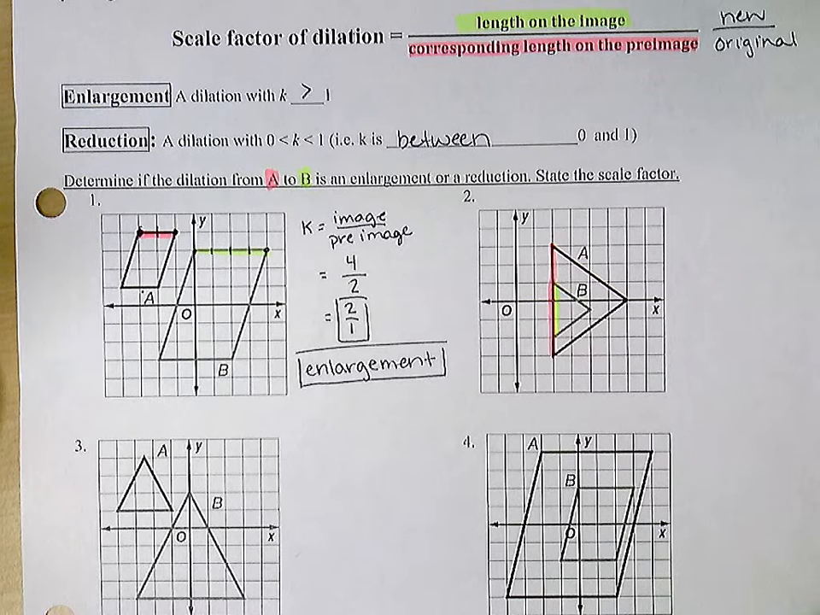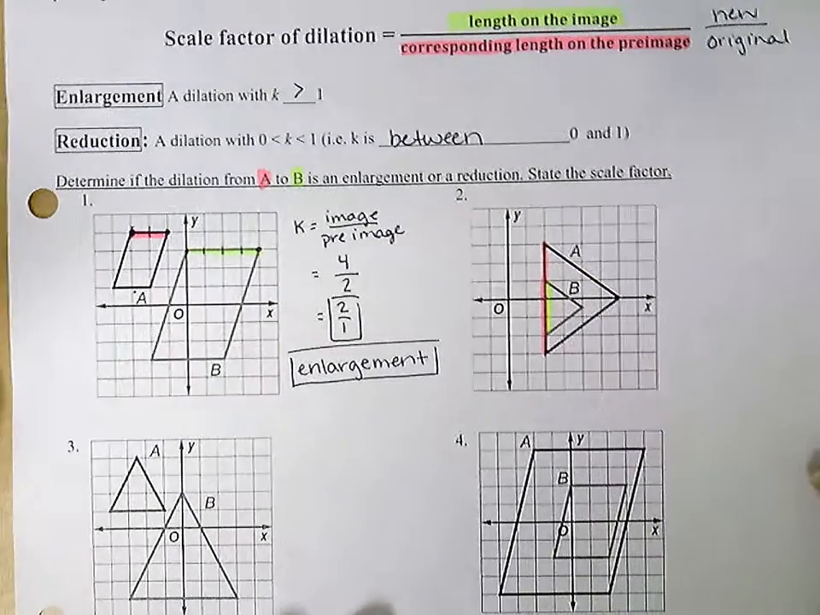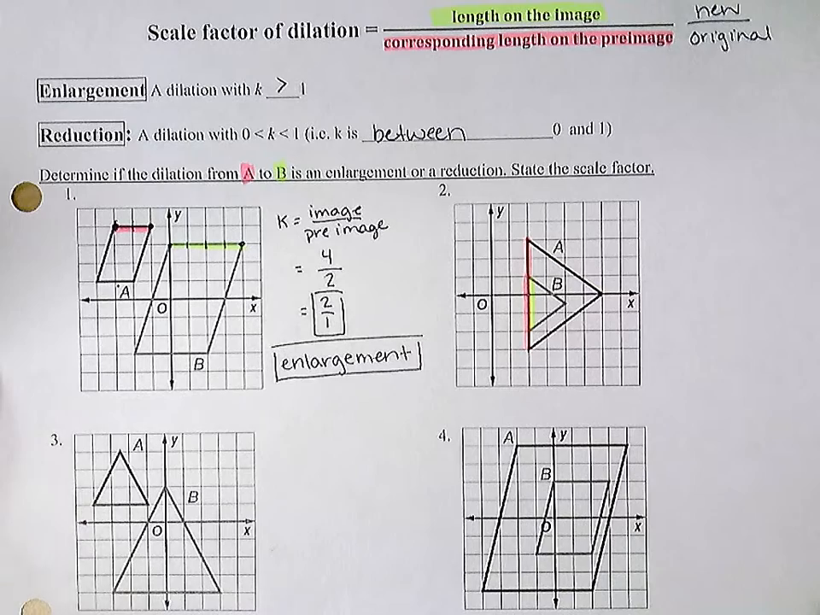And I always want to pick out the sides that are either horizontal or vertical along those lines, because then I can just count and I don't have to use the distance formula to find that side length. So our first step is to solve for our scale factor of K.